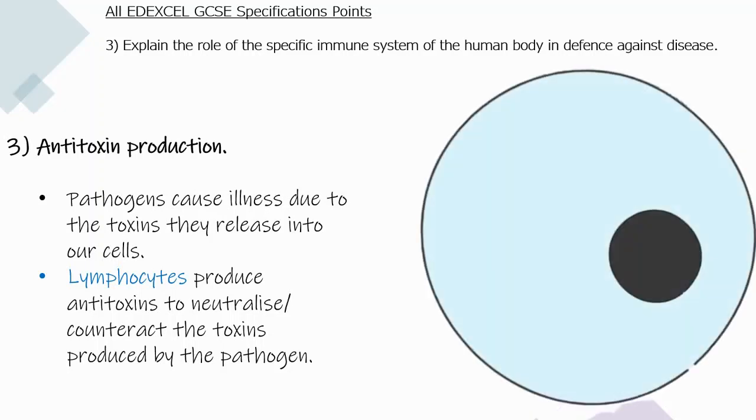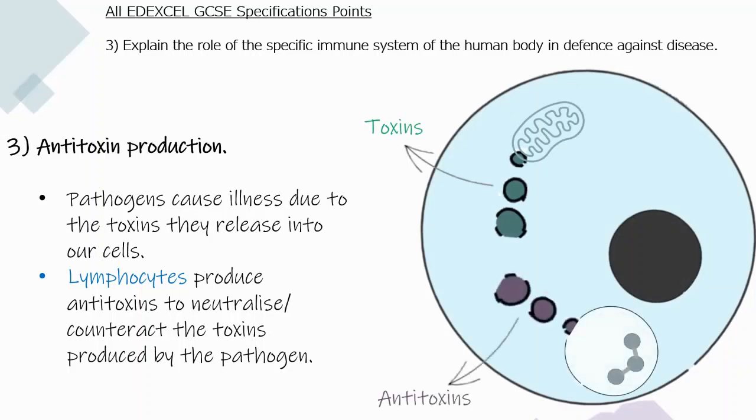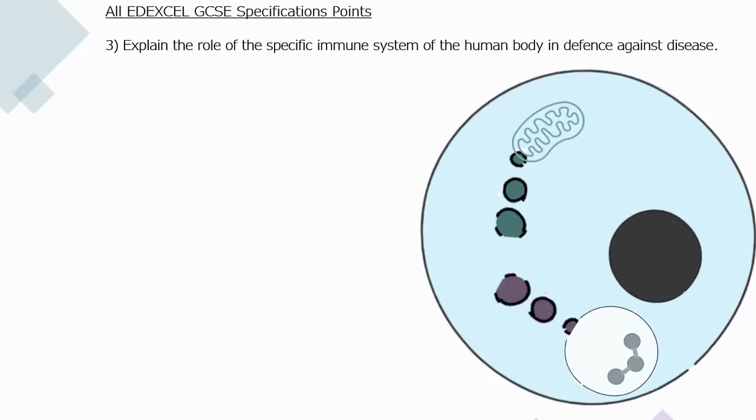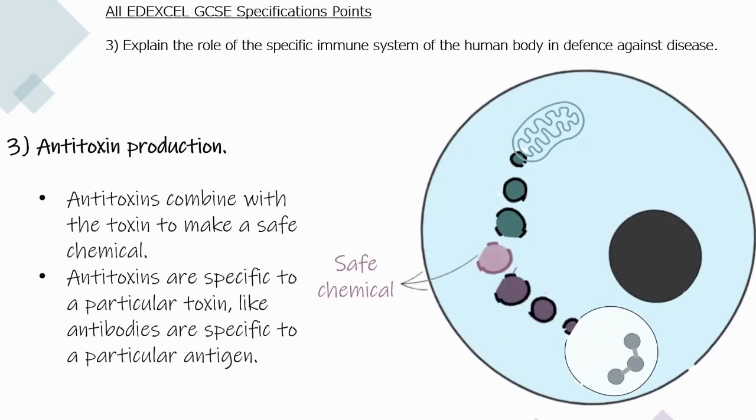So as you can see here, we have our cell, and then there's our pathogen producing toxins. And then we've got our white blood cell, our lymphocyte, producing antitoxins in an effort to neutralise the toxin. So the antitoxins and the toxin combine to make a safe chemical, and antitoxins as well are specific to the particular toxin, just like antibodies are specific to a particular antigen.